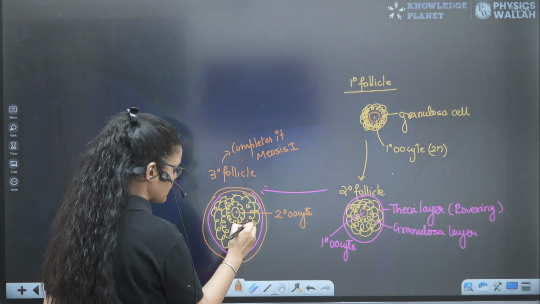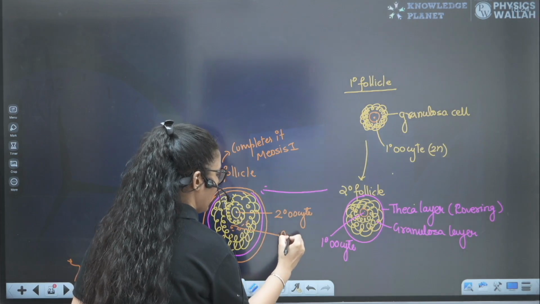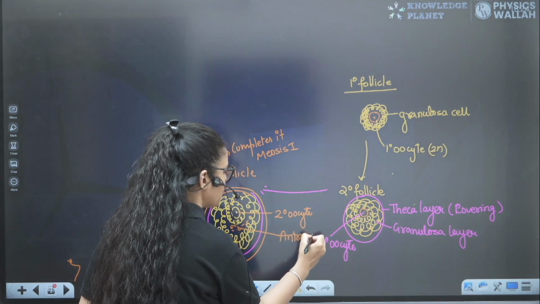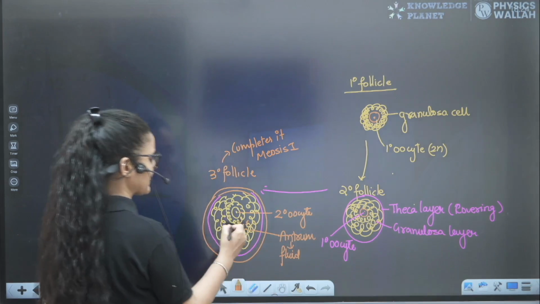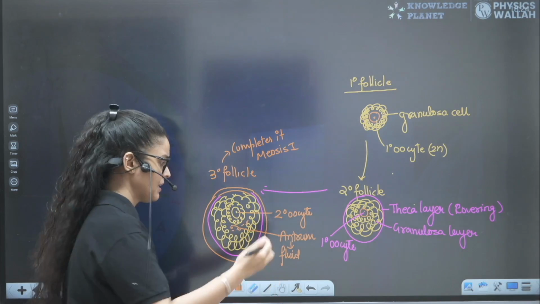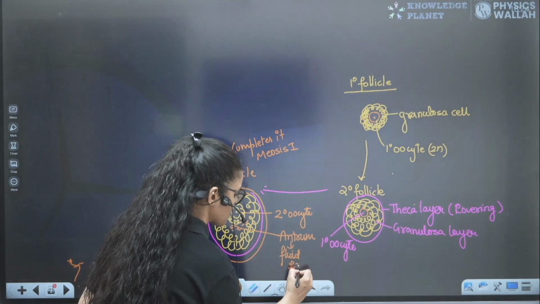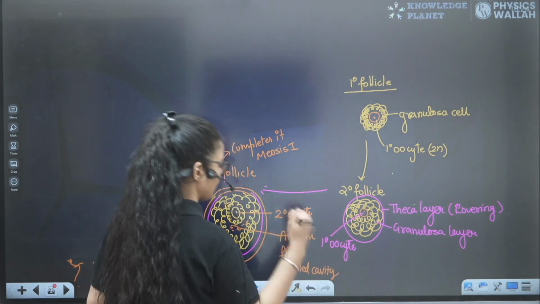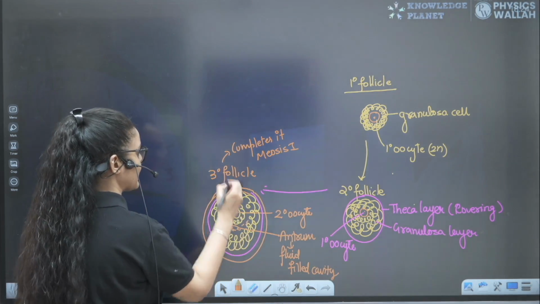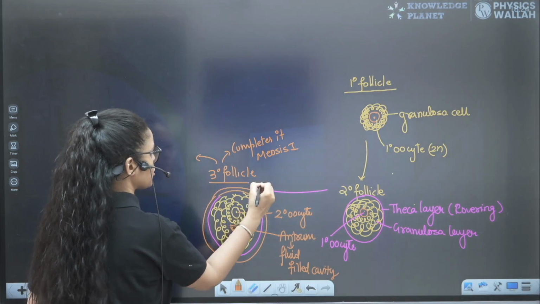And this space is known as the antrum. Antrum means a fluid filled cavity. It is filled with fluid, and that fluid is secreted by the granulosa cells themselves. You will ask, ma'am, why a fluid filled cavity? To provide nourishment to the secondary oocyte, right? So this is the fluid filled cavity, the antrum.